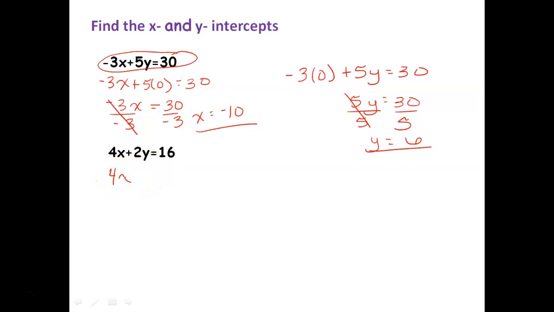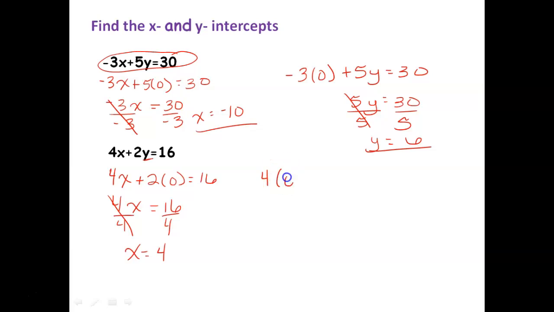Alright, so you have 4x plus 2 times... I'm trying to find the x-intercept, so I set y equal to 0. 2 times 0 equals 16. 4x, 2 times 0 is just 0, so I don't have to write 0 here, equals 16. To solve for x, you divide both sides by 4. X equals 4. So the x-intercept is 4.